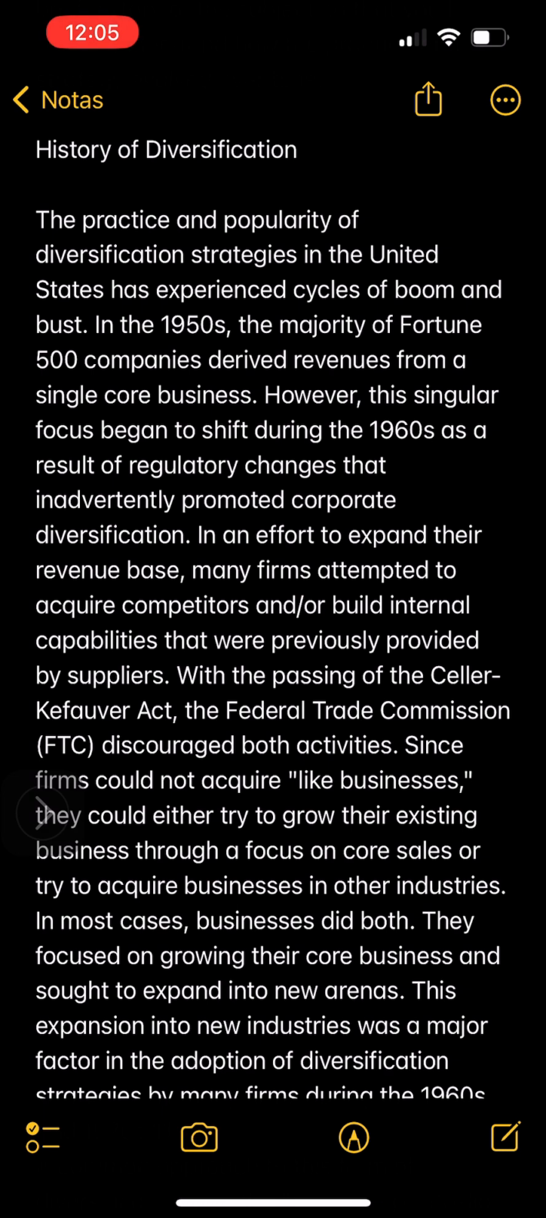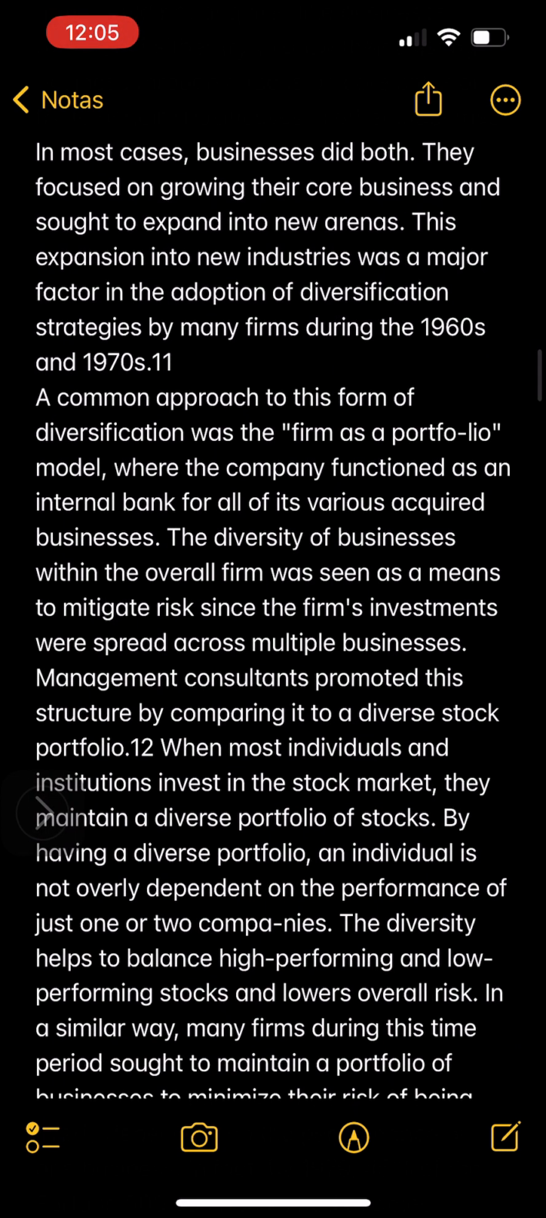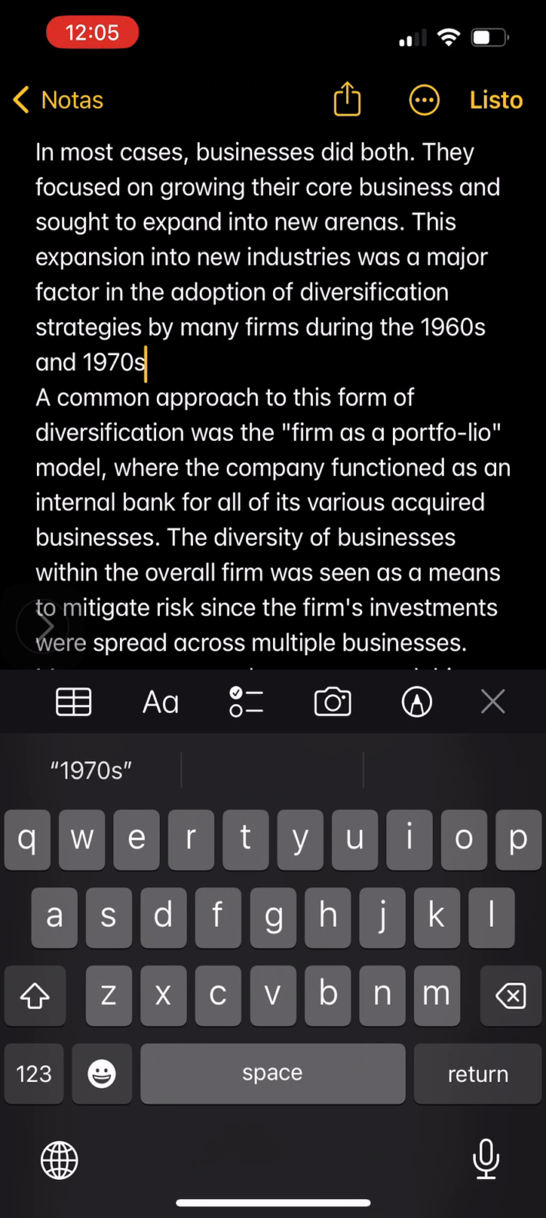With the passing of the Celler-Kefauver Act, the Federal Trade Commission (FTC) discouraged both activities. Since firms could not acquire like businesses, they could either try to grow their existing business through a focus on core sales or try to acquire businesses in other industries. In most cases, businesses did both. They focused on growing their core business and sought to expand into new arenas. This expansion into new industries was a major factor in the adoption of diversification strategies by many firms during the 1960s and 1970s.